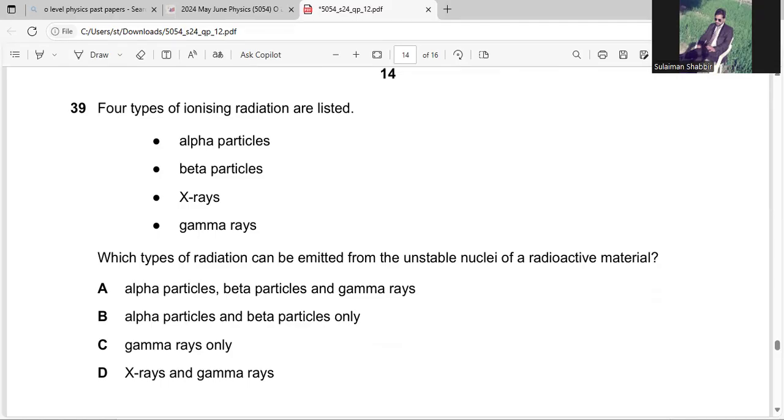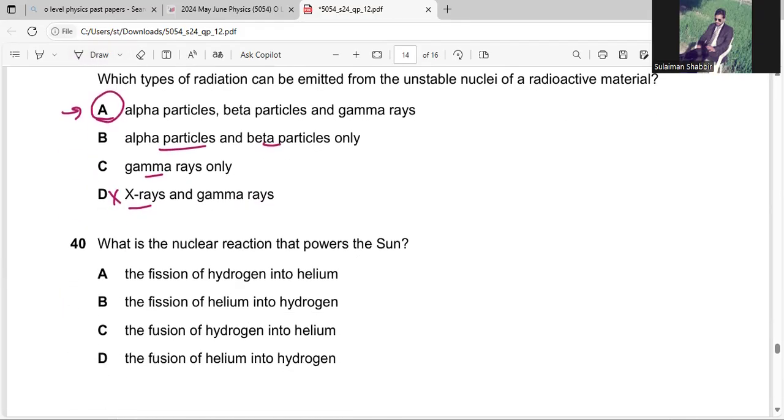Gamma only, not possible. X-rays and gamma rays, not possible. So I will say here, alpha particles, beta particles, and gamma rays. Gamma is included. X-rays are not possible because they are produced when highly accelerated electrons strike heavy nucleus target metals. Then X-rays are produced. You will study the X-ray production in A levels physics.